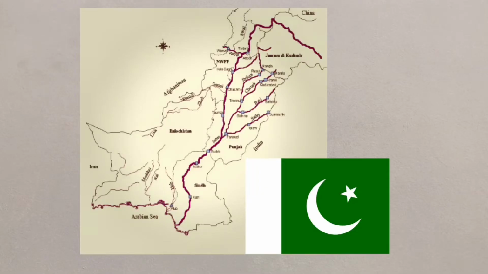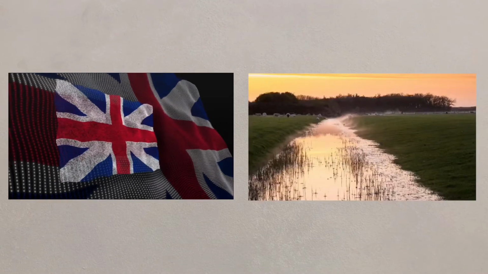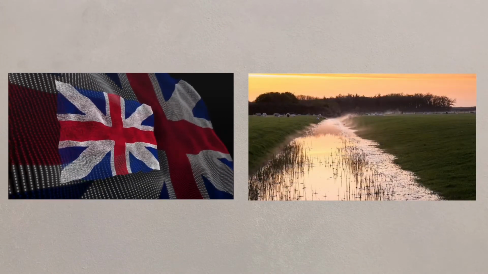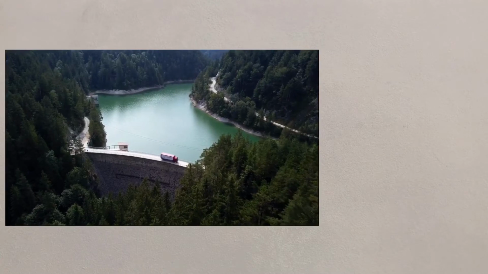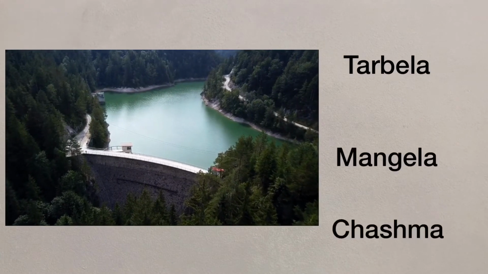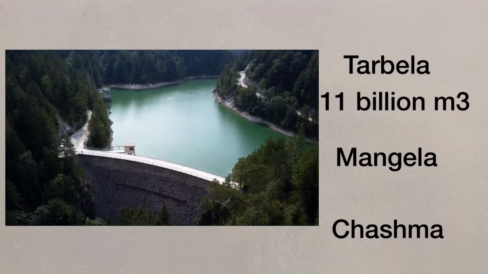The IBIS is the largest continuous irrigation scheme in the world. During British rule, up to 1947, irrigation canals were built. Since then, the system has expanded significantly. Now there are over 100 small dams and three main large dams at Tabla, Mangala and Chasma, Tabla Reservoir having a capacity of 11 billion cubic metres.